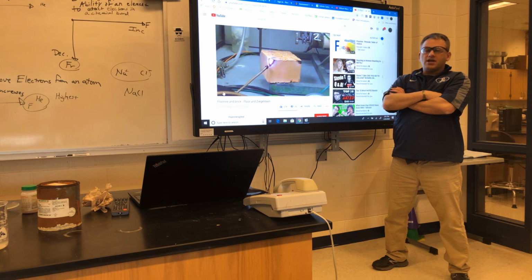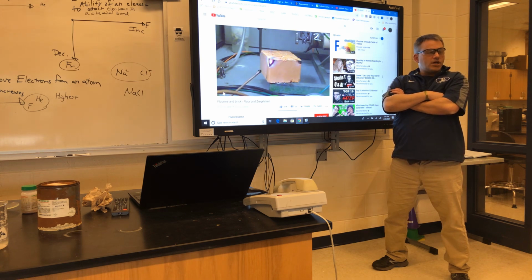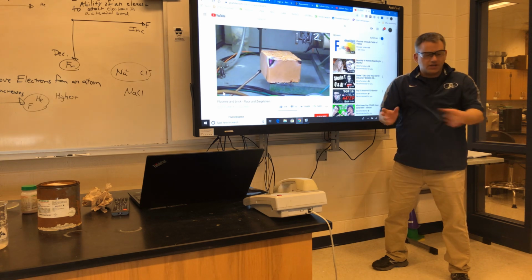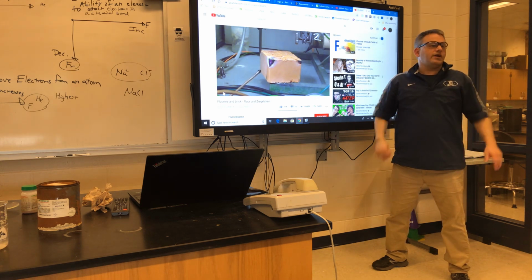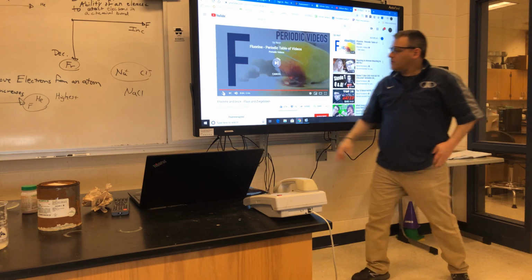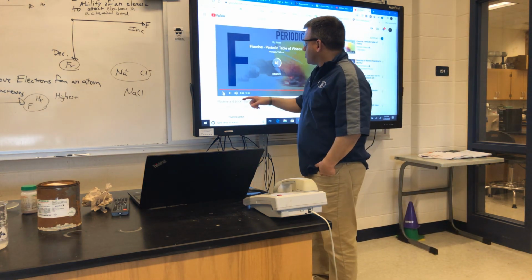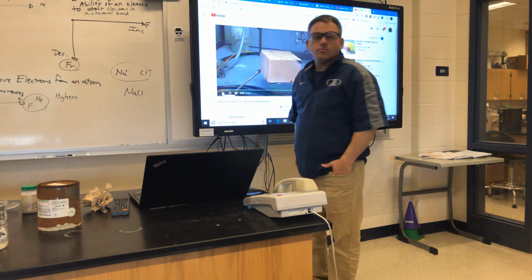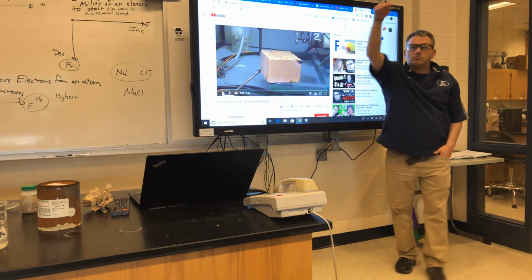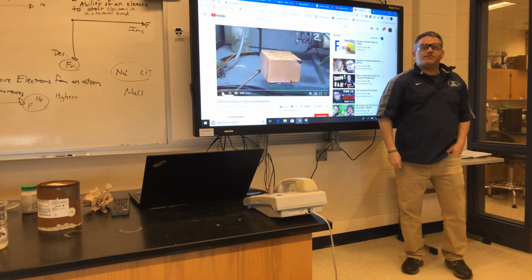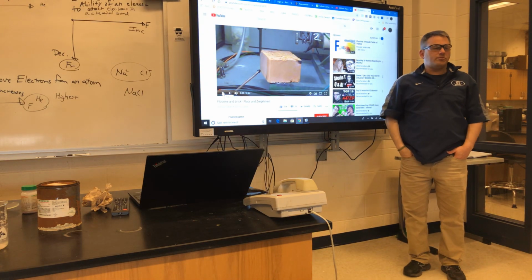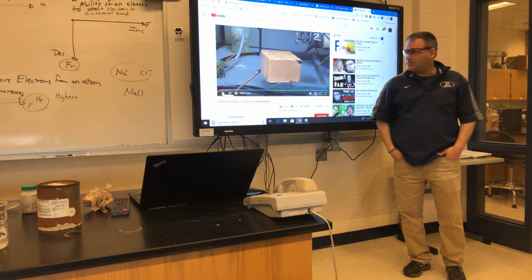Fluorine gas would burn everything. So yes, if you put fluorine on logs, it would just go up in flames. Fluorine absolutely destroys everything, just like the alkali metals, cesium and rubidium. But what's the difference? Fluorine's not a metal, it's a what? It's a gas, it's a nonmetal.